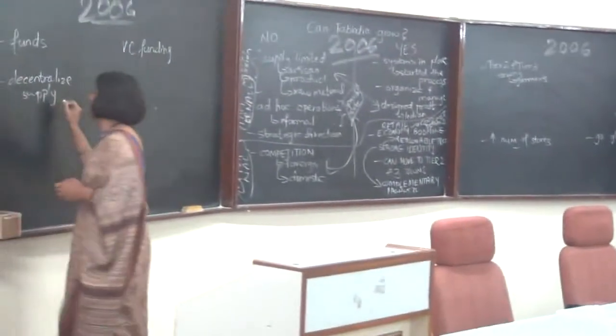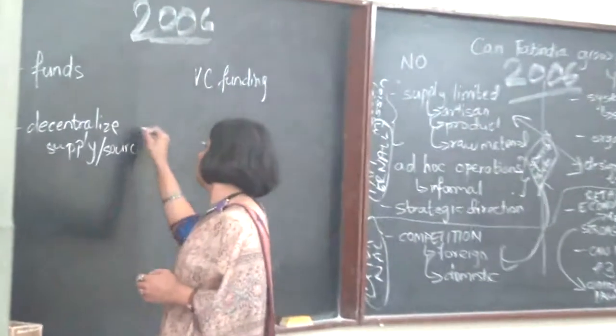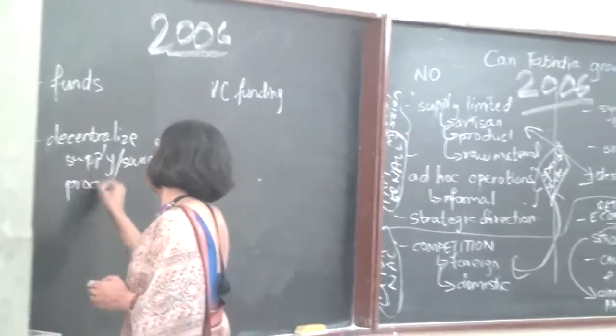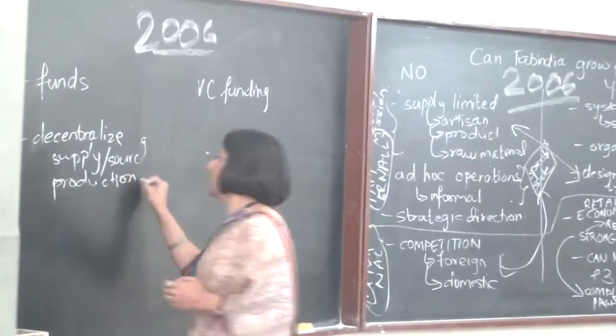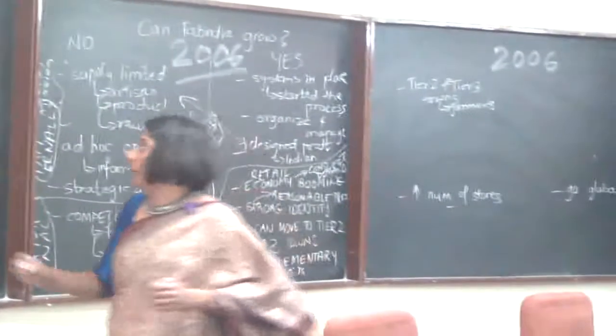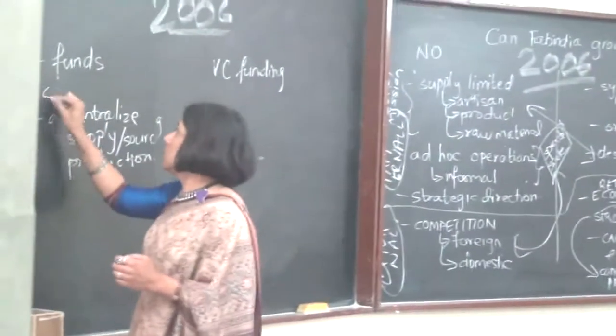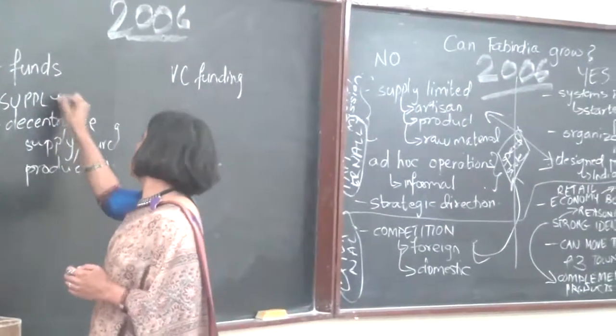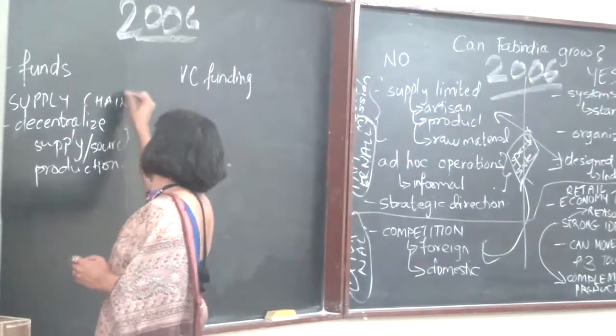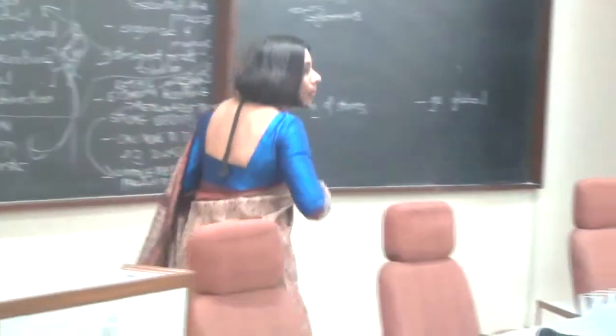So, you want to decentralize the supply, sourcing, production, and all the operations, right? Production, etc., in order to do this. Right, supply chain over here.